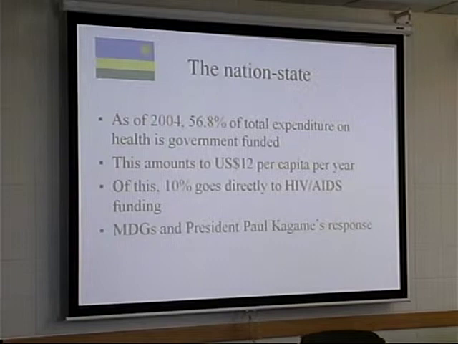So now we're going to talk about the role of the nation state in helping with the situation. As of 2004, 56.8% of total expenditure on health is government funded, meaning that of all the money that goes there, the government takes care of 56.8%, which amounts to about $12 per capita per year. And of that $12, 10% goes directly to HIV/AIDS funding, so $1 per capita per year.